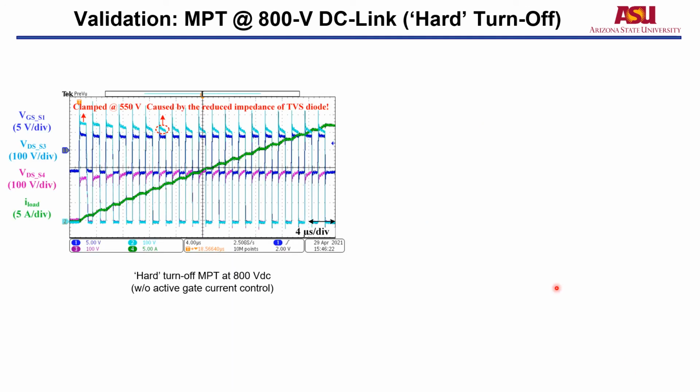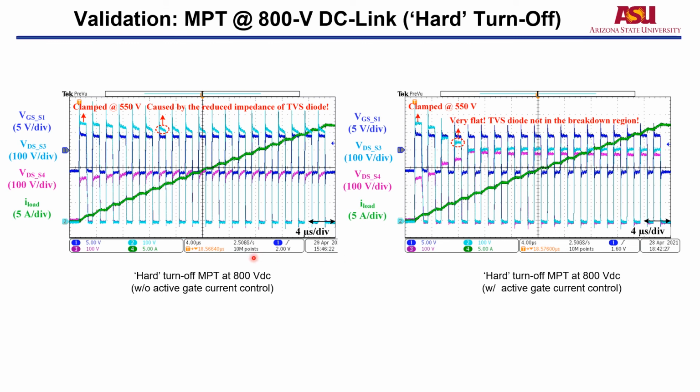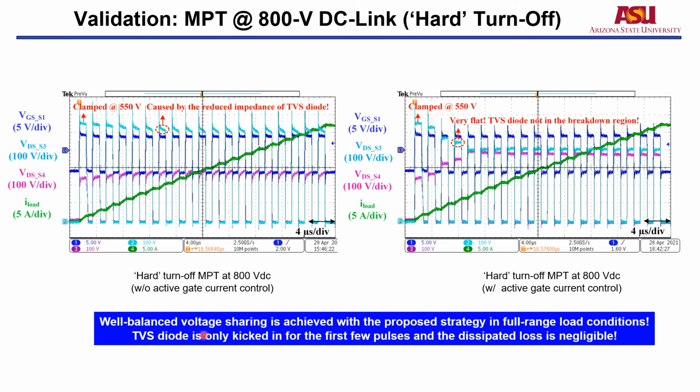Next is the validation, the multiple pulse test for the hard turn-off scenario under the 800 volt DC link voltage. It is very similar to the soft turn-off scenario. We can see that without the active gate current control, the TVS diode will sustain the overvoltage energy, so the slope becomes more severe. And after implementing the active gate current control, we can see after a few pulses, well-balanced voltage sharing is achieved. So our conclusion is that well-balanced voltage sharing is achieved with the proposed strategy in full load range. The TVS diode is only kicking in for the first few pulses, and the dissipated loss is negligible.